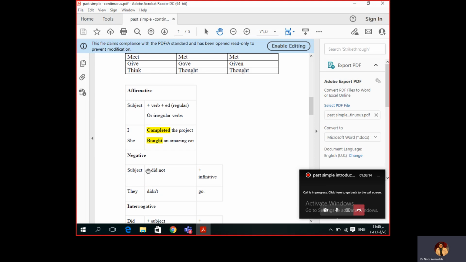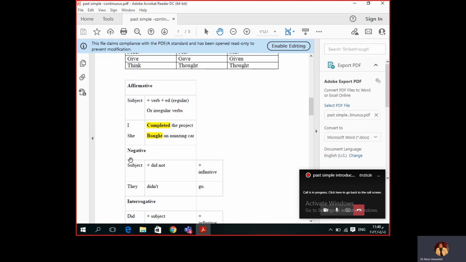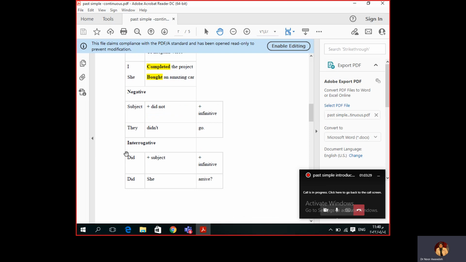We will talk about it, and we will discuss the entrance of did with this verb and why we use did in the negative form. And we will discuss also the question form, the interrogative form of the past simple.